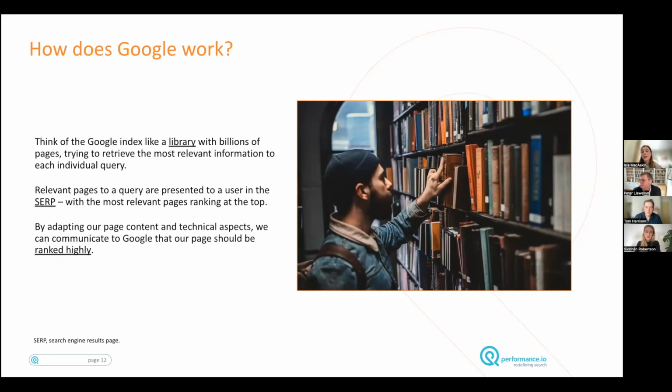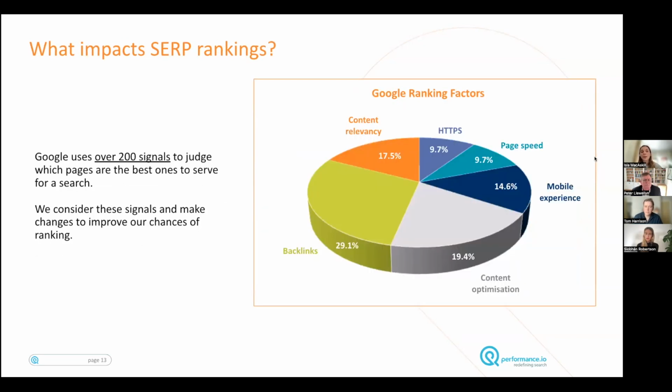Once it's found relevant pages, it will decide which one is the most relevant and which is the most useful to the user. And it's this ranking of pages from top to bottom that is this relevancy scale. Part of what we want to do is make sure that our page is in the competition. And to do this, we have to adapt our page content, and there are numerous technical aspects to communicate to both Google and ultimately the user that our page is worth being on that search engine results page.